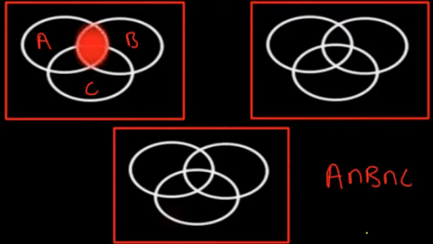Now the next thing we need to do is to shade the region of set C alone. Where are we to shade if we are to shade the region of set C alone? If this denotes set A, this B, and this C, then in order to shade set C alone, we need to shade all the region of set C.